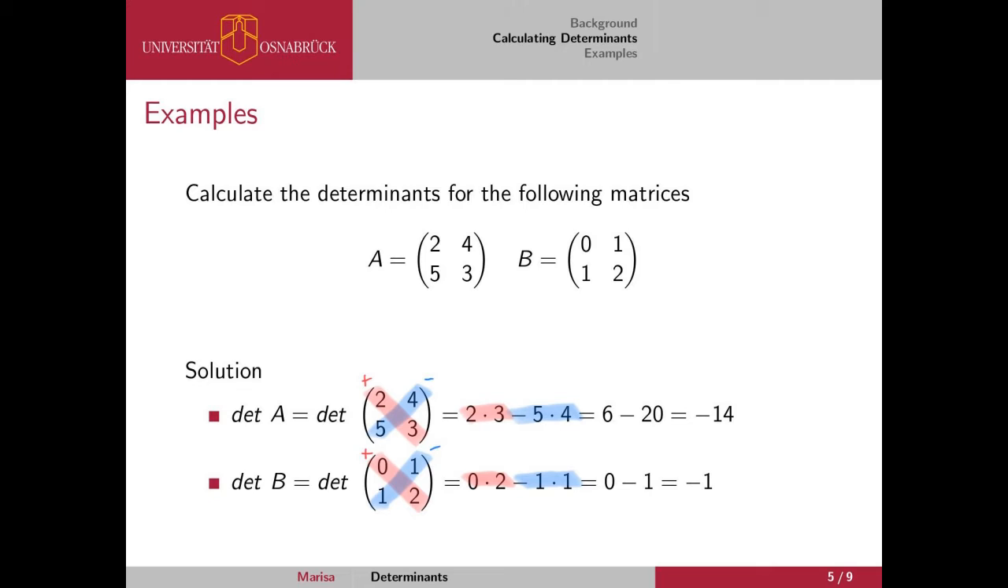So by now you should be familiar with how to calculate a determinant for a 2 times 2 matrix. This should not be too complicated. So let us continue with different cases now, with bigger matrices.